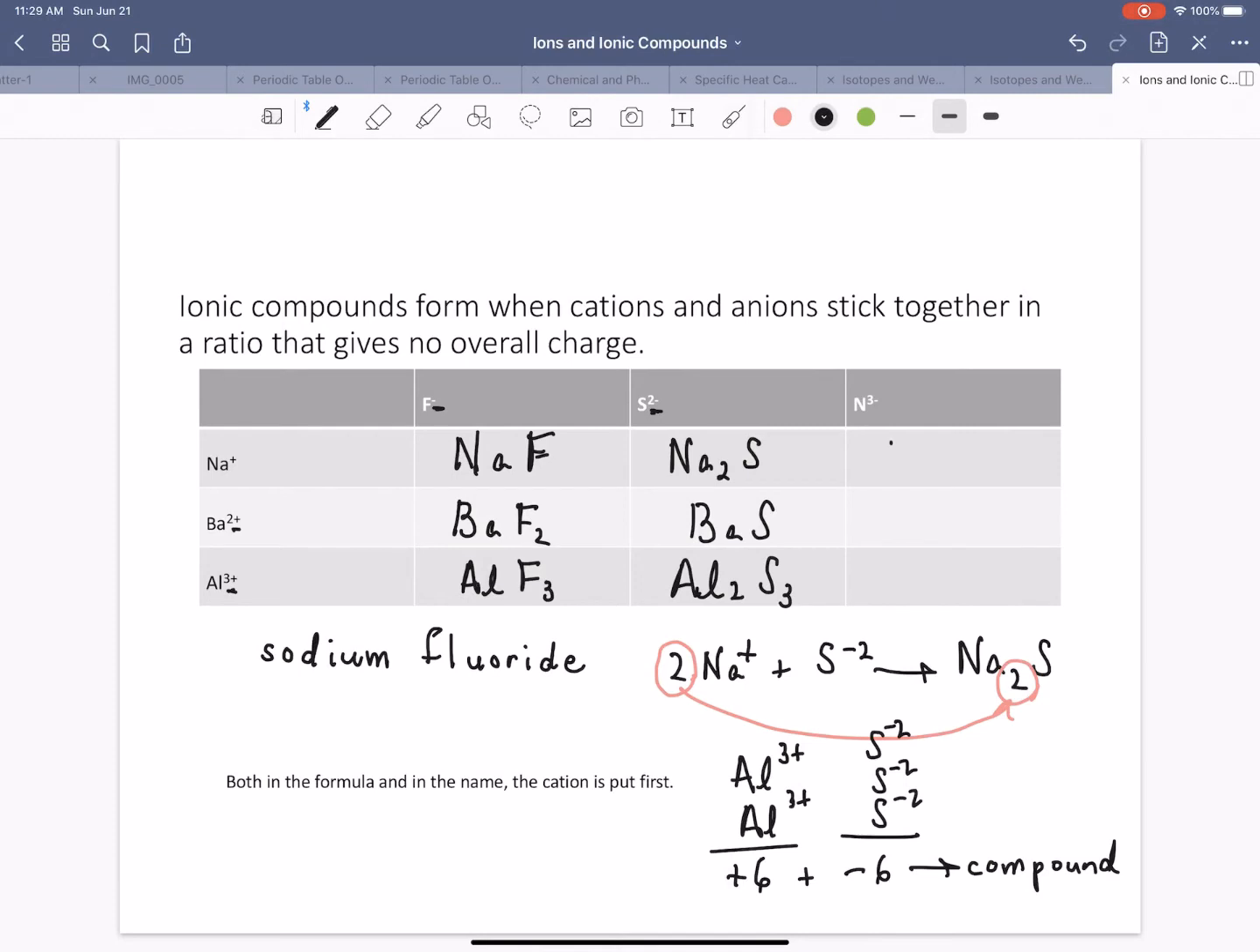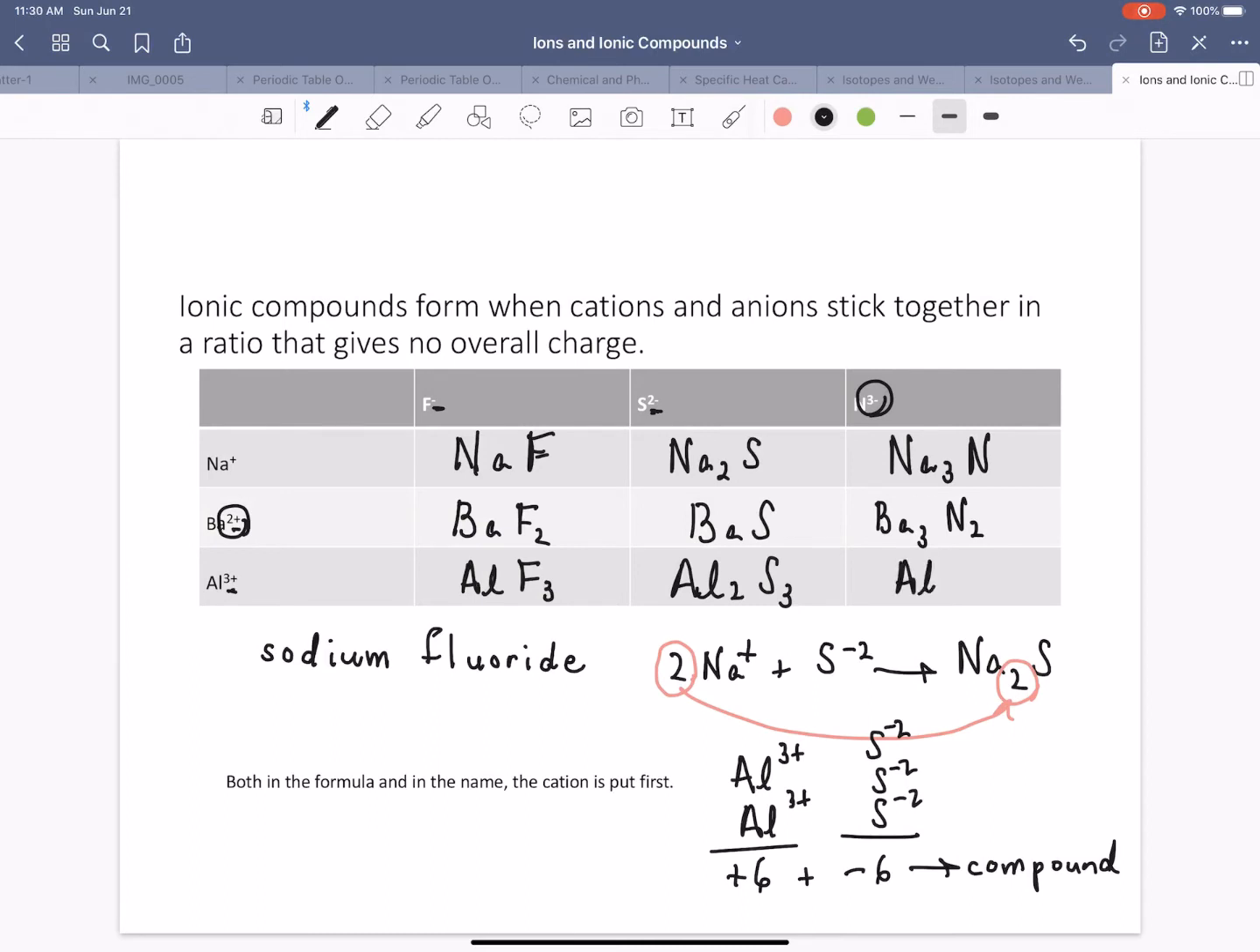Sodium nitride, we need 3 sodium ions to balance that -3 nitride charge. Barium nitride, just like aluminum sulfide. We have +2, -3. We're going to shoot for a 6. So if we had 3 bariums, that would be +6. And if we had 2 nitrides, that's -6. And that adds to 0. We formed an ionic compound.